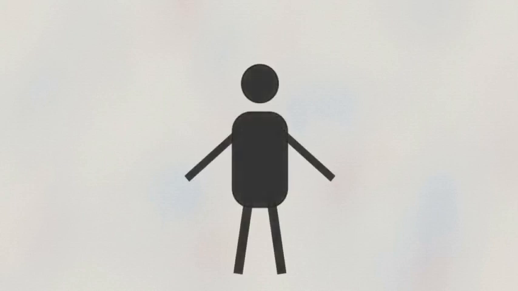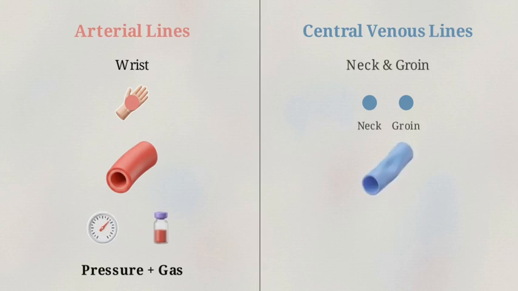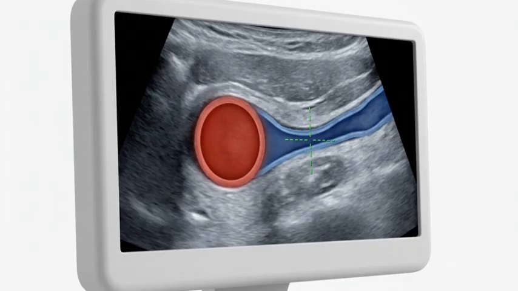We have now mapped the precise anatomical targets across all three primary vascular sites: the wrist, the neck, and the groin. The golden rule remains constant. You place A lines in the wrist for pressure and gas, and CV lines in the neck or groin for drugs and fluids. Textbook anatomy provides the baseline, but human patients have unpredictable variants. The see-feel-image protocol bridges that gap, confirming your target in real time.